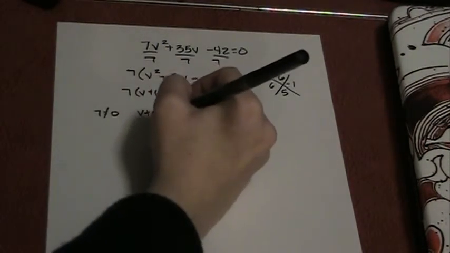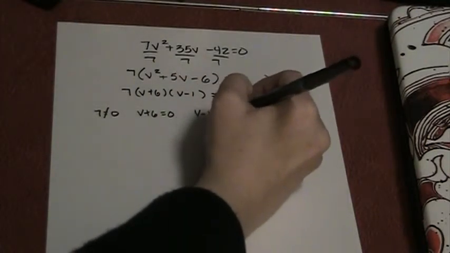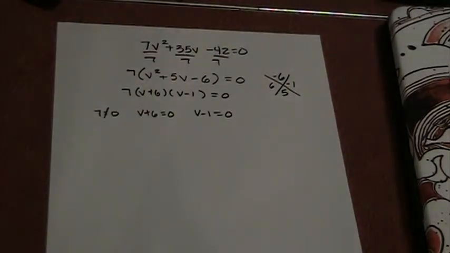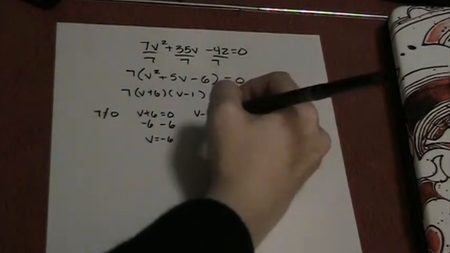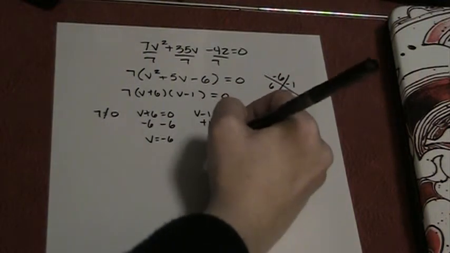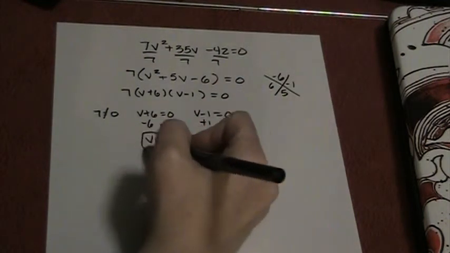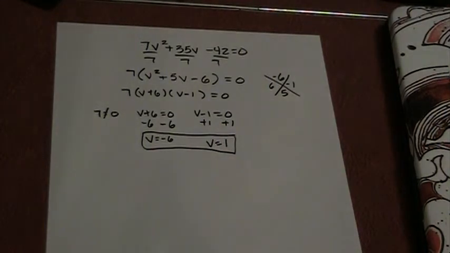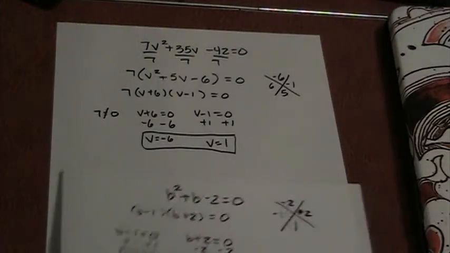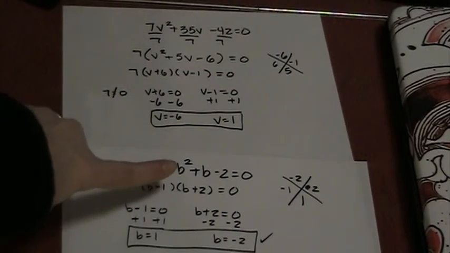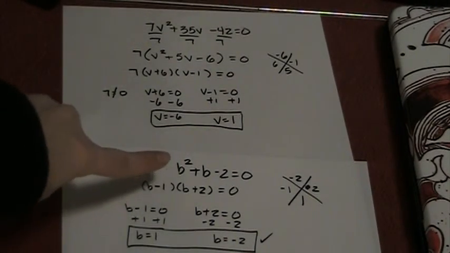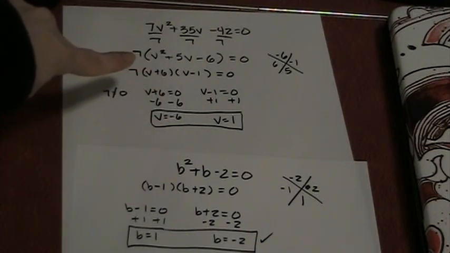So I'd have v plus 6 equals 0, v minus 1 equals 0, and then to finish solving, I would subtract 6. So v equals negative 6, add 1, so v equals 1. And again, you need to check those in your calculator to make sure they are correct. And so that's how you would solve by factoring using the X puzzle. And in these cases, these are when a equals 1. In other words, there's no number directly in front of your squared term, either at first or after you factor out a GCF.